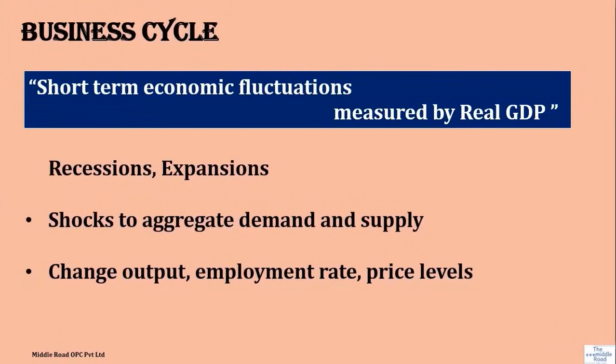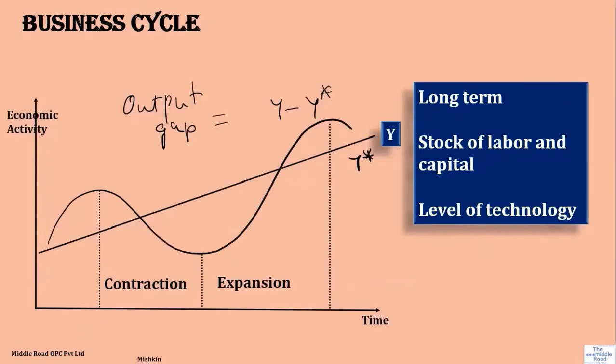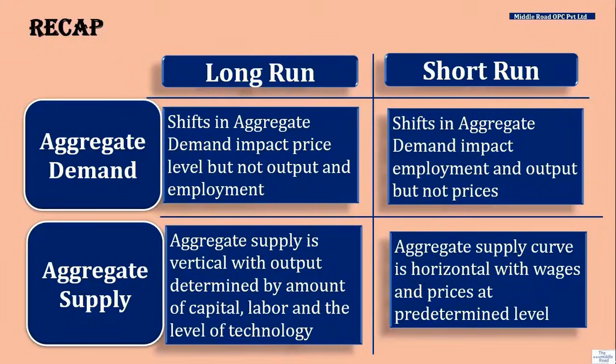Quick recap, we've seen the short-term fluctuations. Whenever we're talking about short-term fluctuations, the short run is measured by real GDP. These are recessions and expansions, and these are caused through shocks to aggregate demand and supply. Now we'll see this through a change in the output, rate, and price levels. So whenever I'm talking about price levels here, it implies inflation.